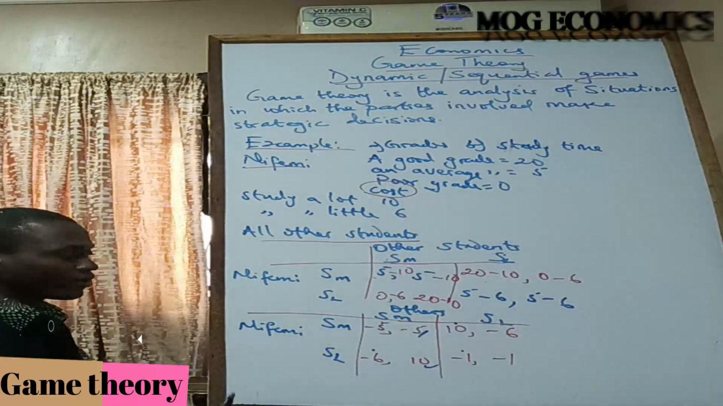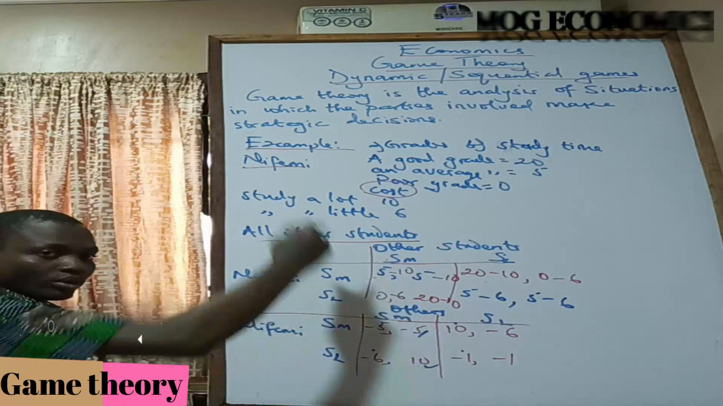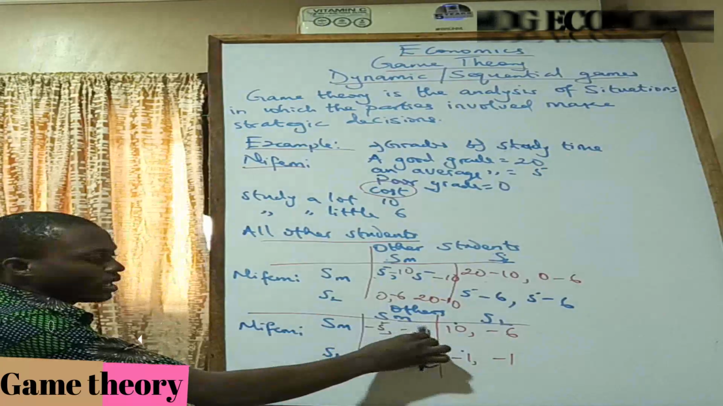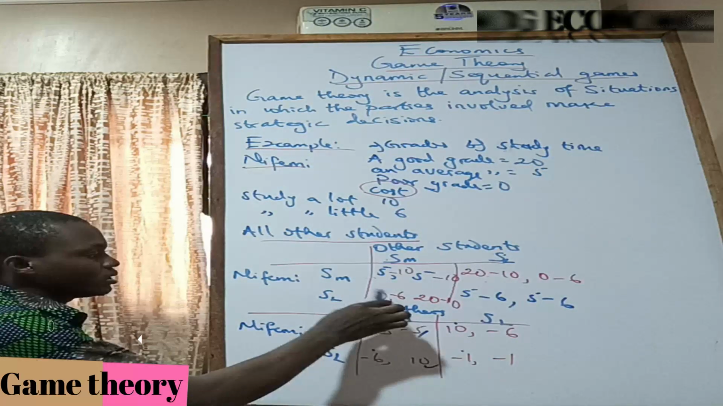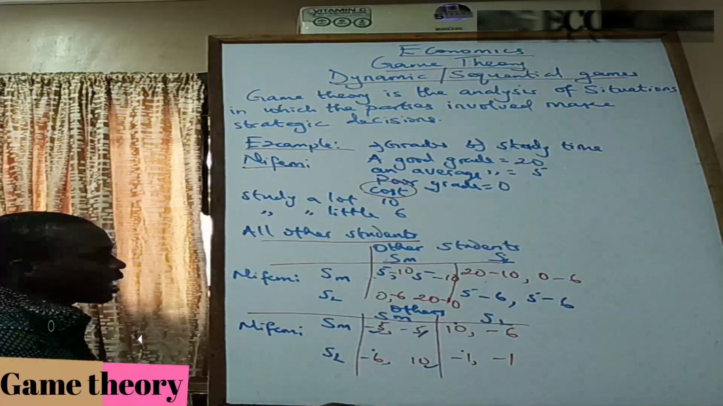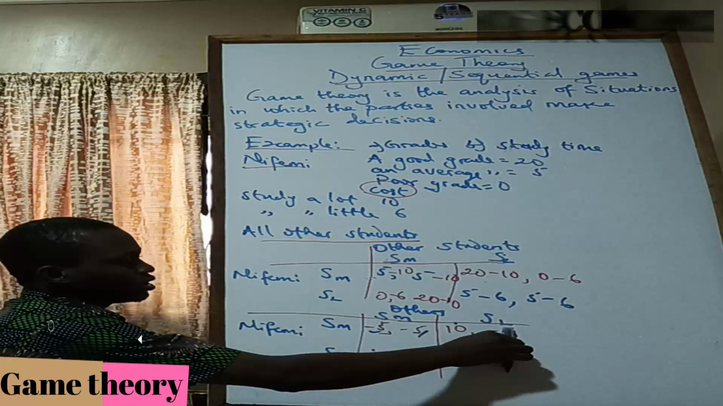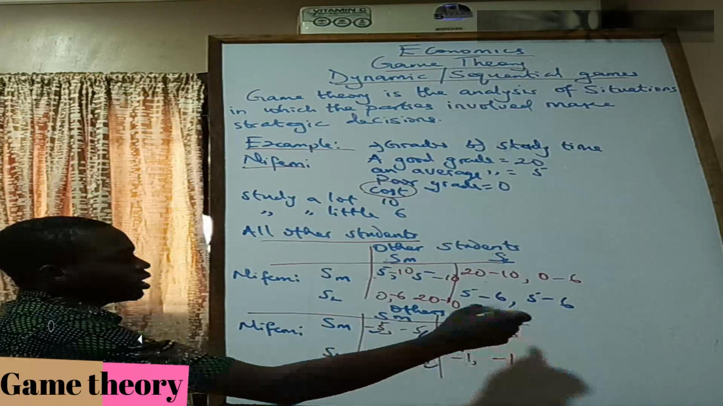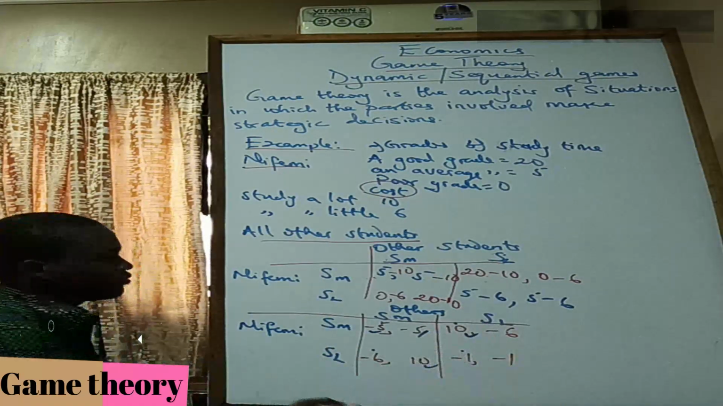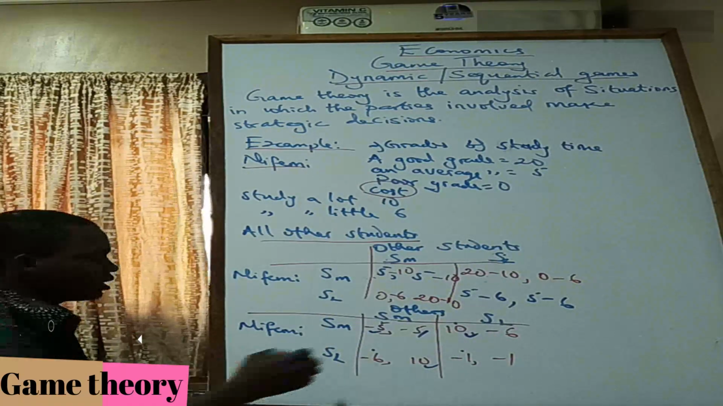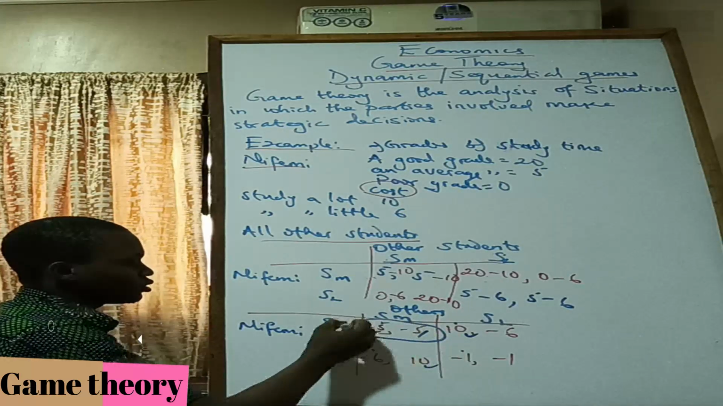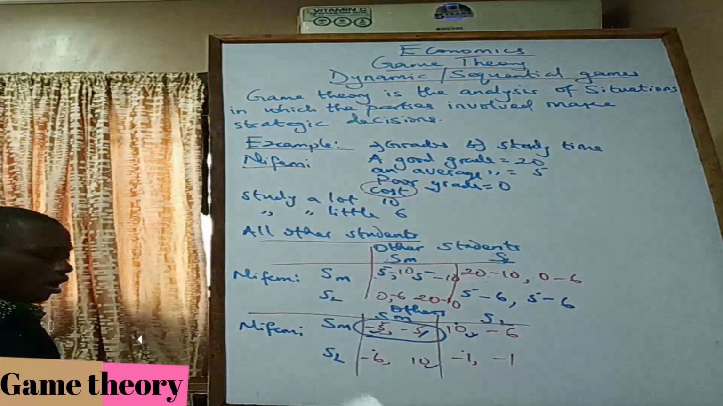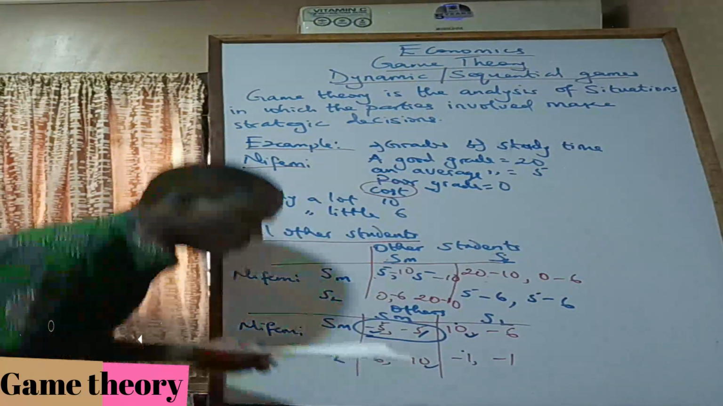Now, if others have decided to study much, this is the way their own strategies are arranged vertically. So you close this part. Between minus 5 and minus 6, what will these guys pick? They will pick minus 5. And you close this one too, so study a little. What would Nifemi pick between 10 and minus 1? He is going to pick 10. So if you look at it, our equilibrium is here, where both of them study a lot, so that's to study much.